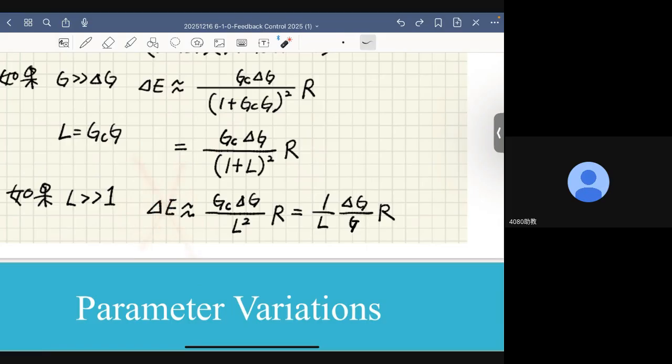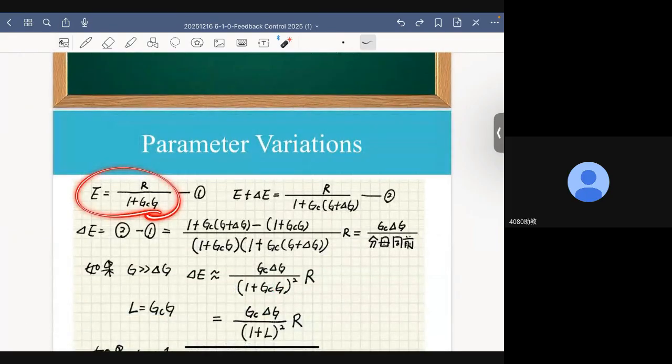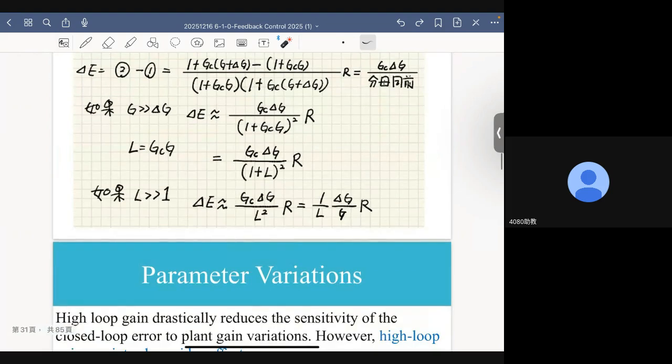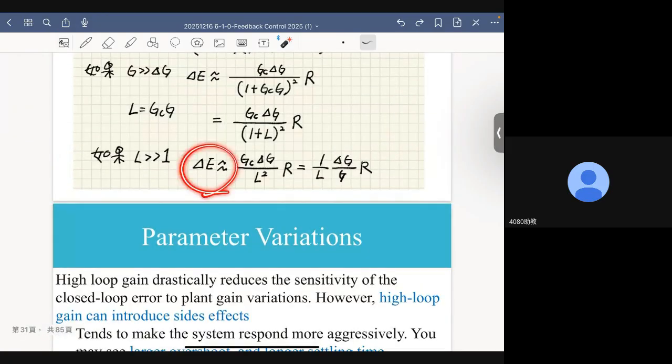Now, the first thing I noticed is that I can make it small by increasing L, okay? That's good, because by increasing L, I already can reduce the error due to the nominal input. Now, by increasing L, I have another benefit. That is, not only can I reduce this error term, I can also reduce this error term, a win-win situation, okay?